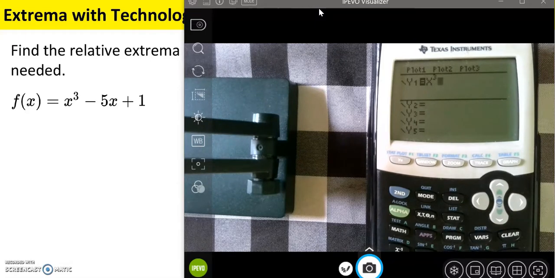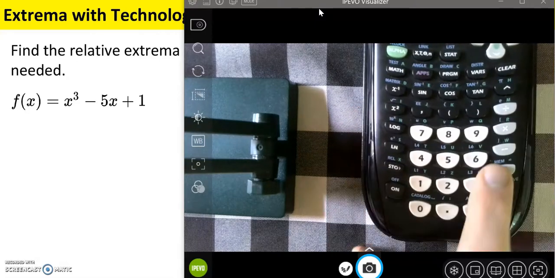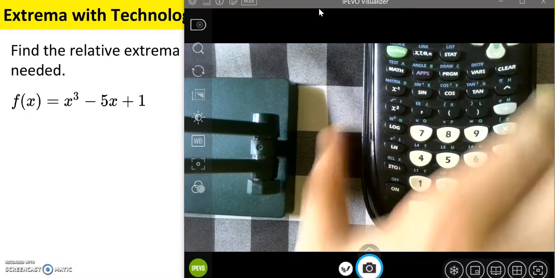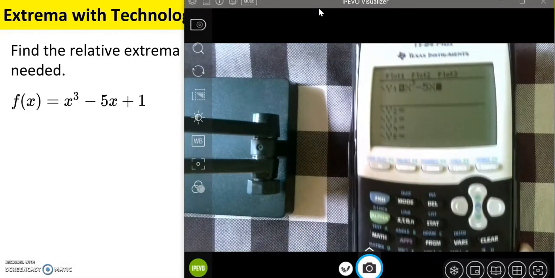And then to finish it out, minus 5x. Make sure when you type the minus, you use the minus key and not the negative key. The calculator treats those differently, so you want to make sure you get the right one. And then I need plus 1.